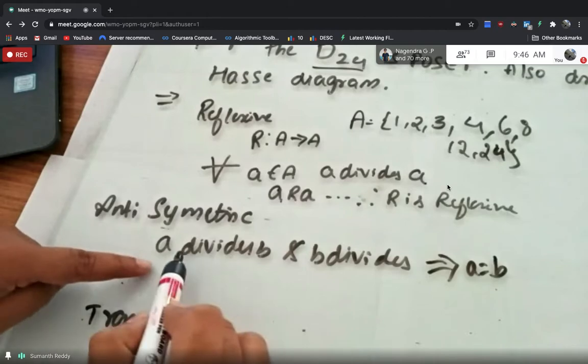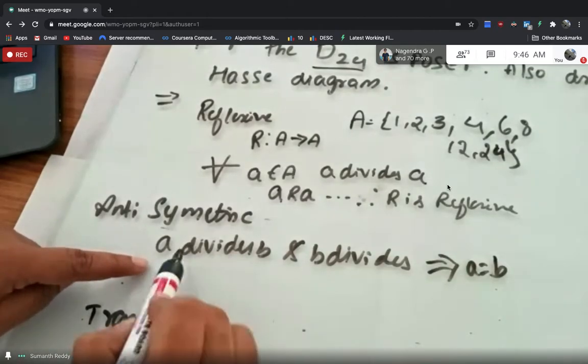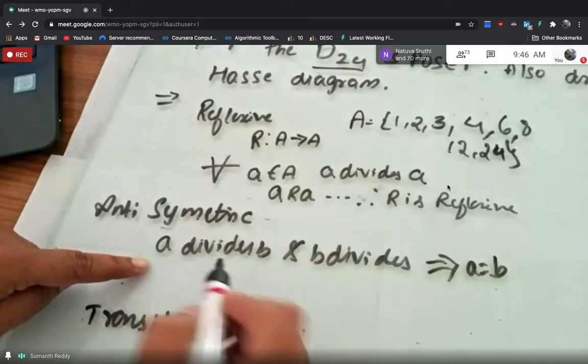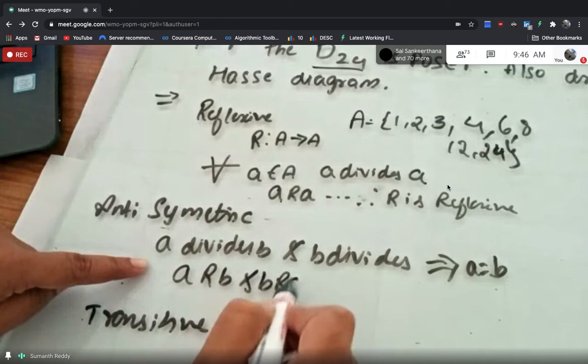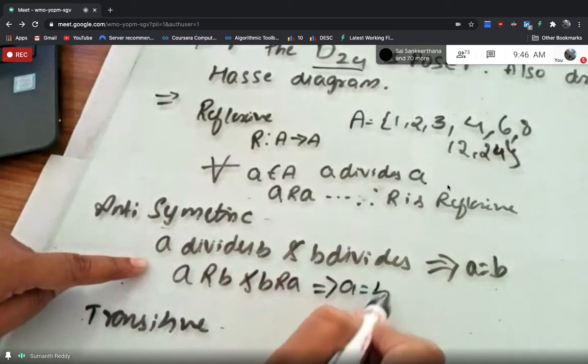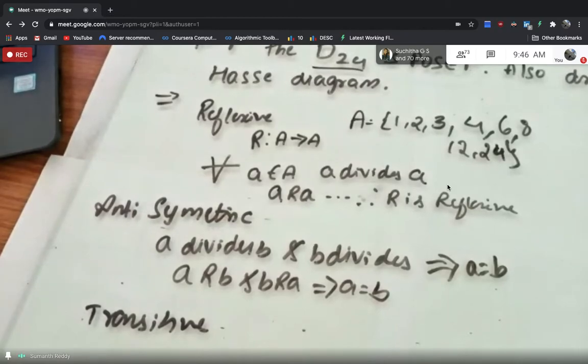Since we are checking the divisibility relation, in place of divisibility I will just write the relation now. So a related to b and b related to a, then only a is equal to b. This divisibility exactly satisfies the anti-symmetric property. So from this we can say that therefore R is anti-symmetric.